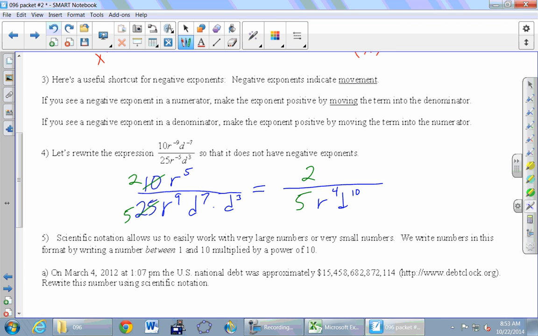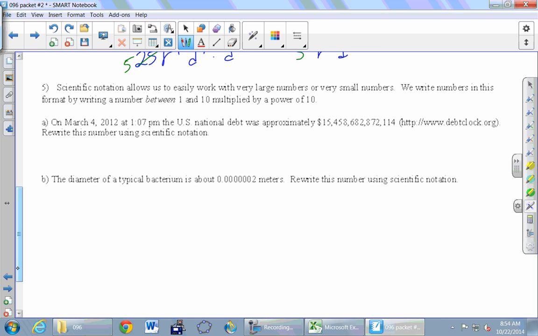Okay, so scientific notation. Looking at part A, it says on a certain date back in 2012, the U.S. national debt was approximately this crazy number here. That's 15 what? Anybody carefully read that number? 15 trillion and then a bunch of change. Certainly it's higher now. So let's just see if we can write this in scientific notation.